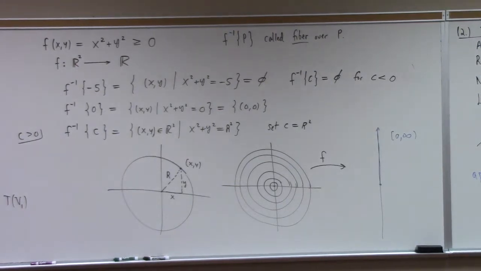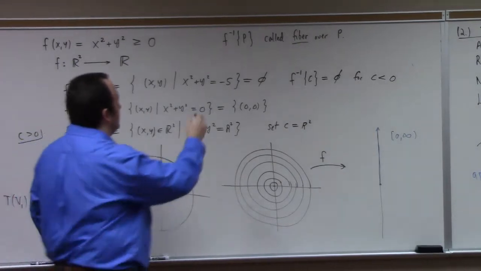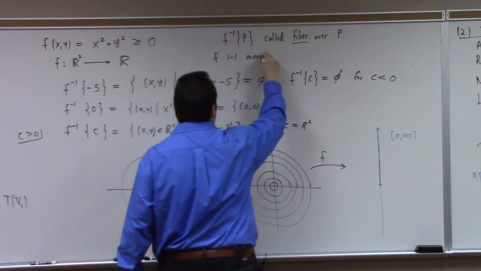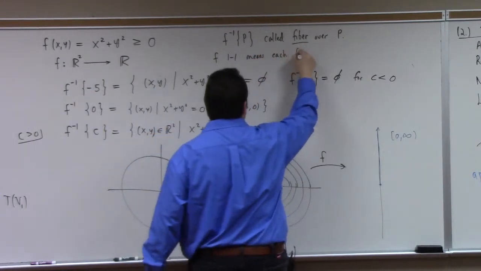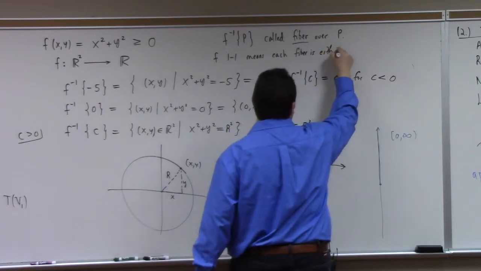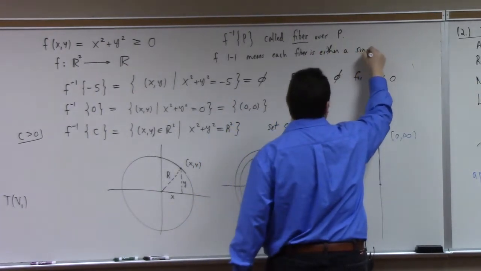So is this map 1 to 1? What does it take for a map to be 1 to 1? What do we have to be able to say about the fibers? The fibers have to themselves be singletons. Every fiber has to be a singleton is what it means for it to be 1 to 1. So f 1 to 1 means each fiber is either a singleton or what?